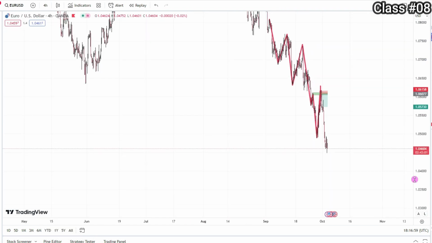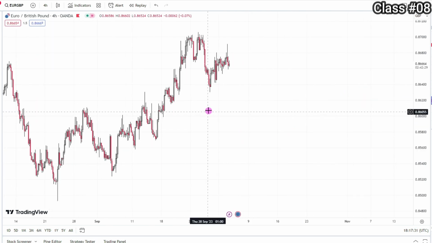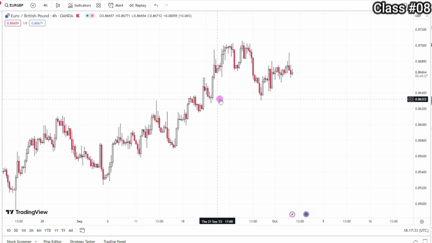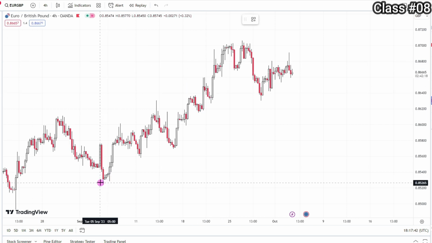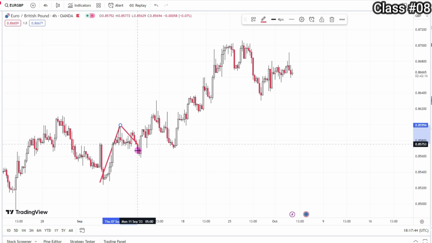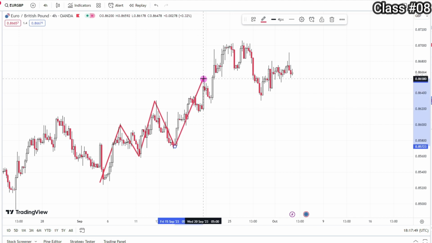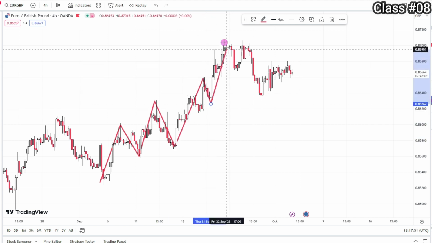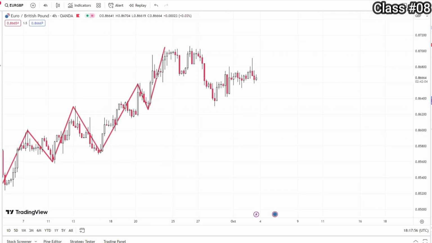So let's find another example. This is a buy trade example on Euro GBP. This is also a very latest example. The market just hit our take profit using this same strategy. So what is our first step? Our first step is to mark structure: higher high, higher low, higher high, higher low, higher high, higher low, higher high. Okay, so this is the latest higher high, and this is our break and retest zone.